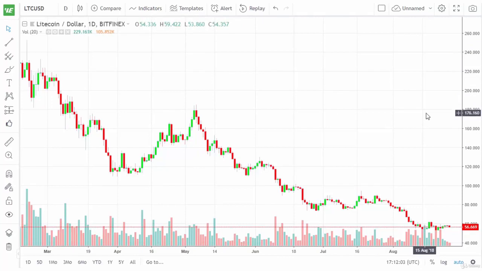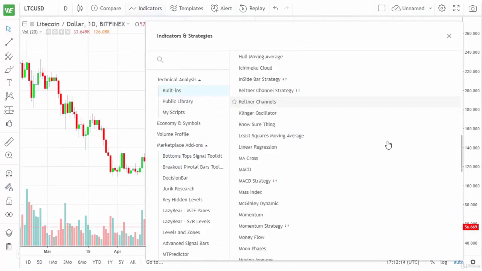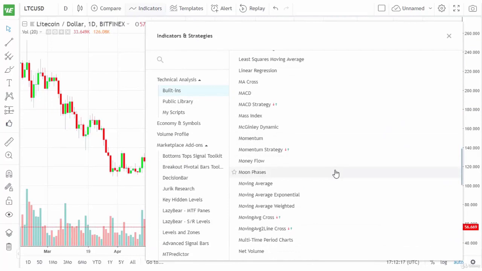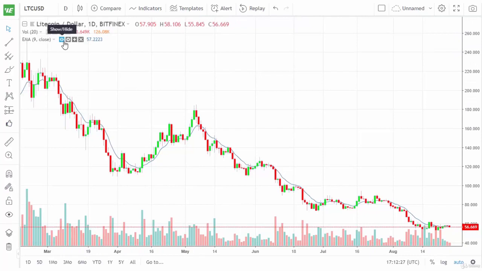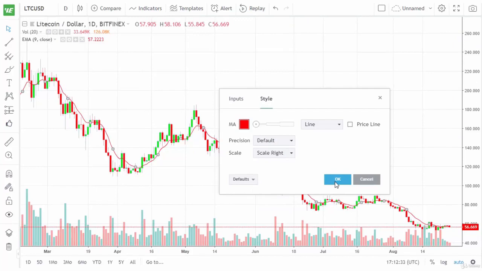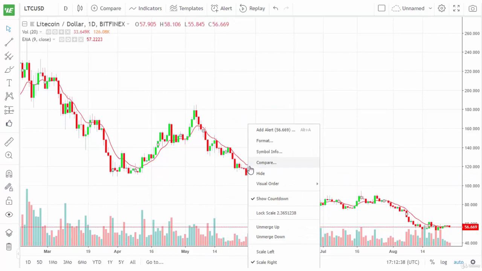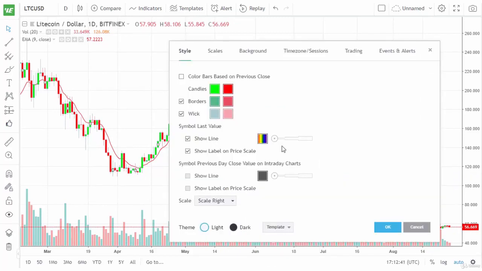And moving averages are very simple to plot on TradingView, like anything else. I'll go ahead and click the indicators, and you go down and look for moving averages. And in this case, we'll use the exponential. As I click that, you'll notice that this comes online here. I'll go ahead and look at the format, and I'm going to make this 9 moving average, exponential moving average, red.